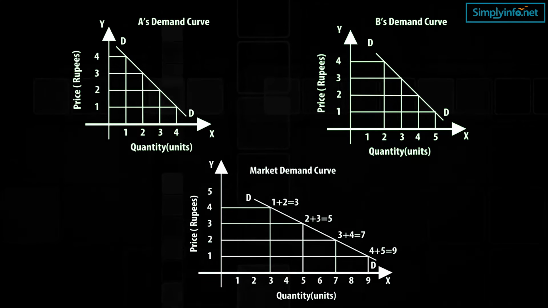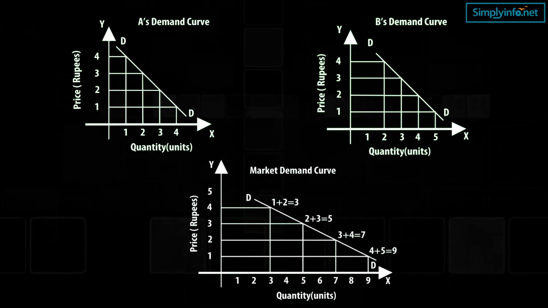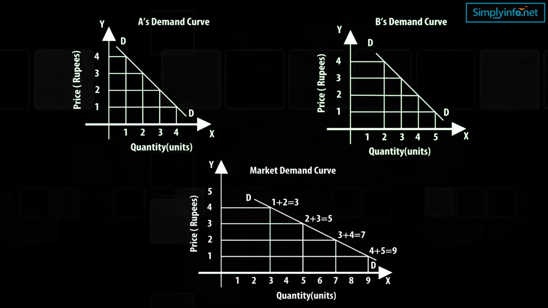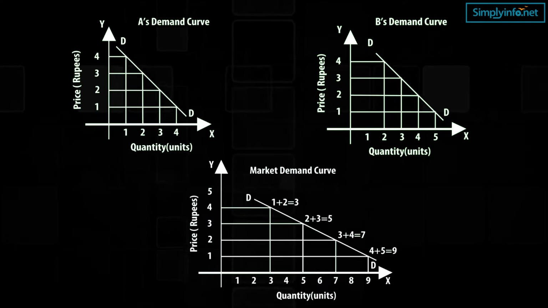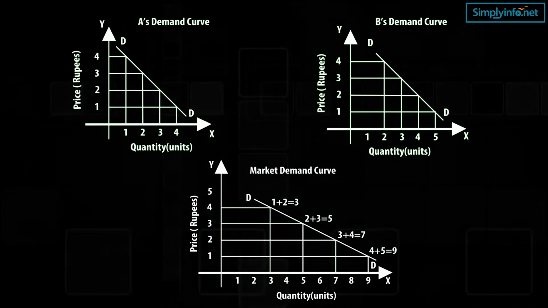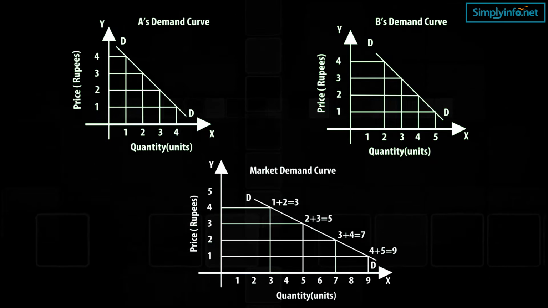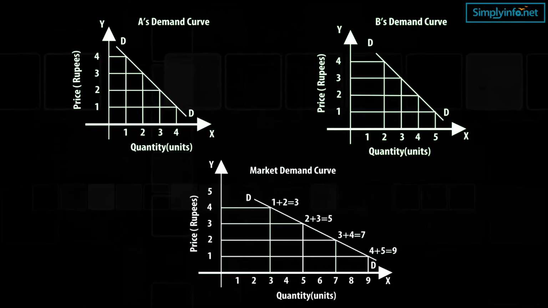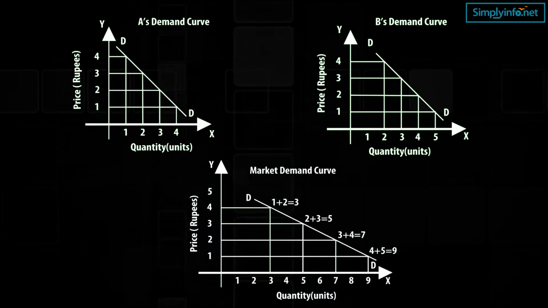For example, when the price of the product or commodity is at ₹4, A demands 1 unit and B demands 2 units. If they are the only two consumers in the market, then the market demand will be 1 plus 2 is equal to 3 units. By horizontal summation of individual demand curves, one gets the market demand curve.